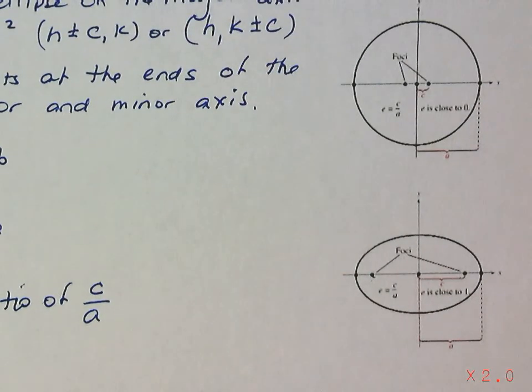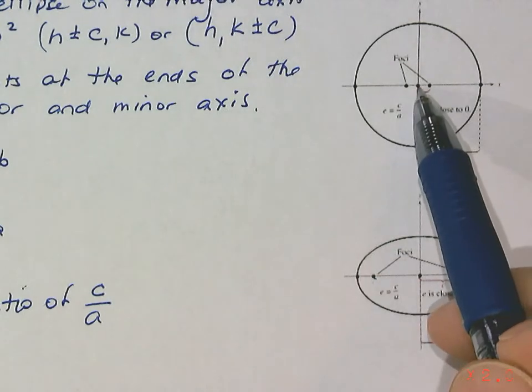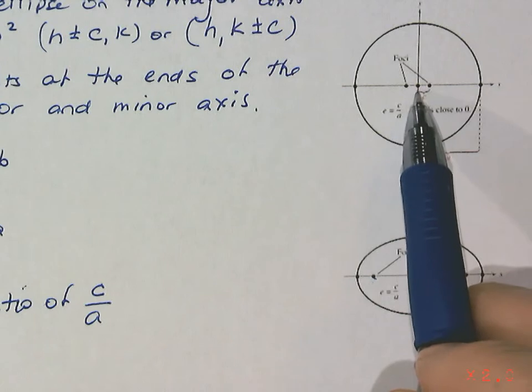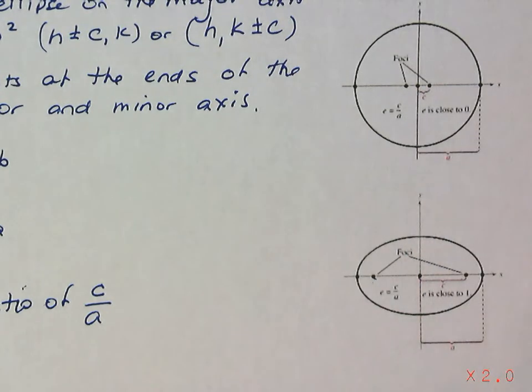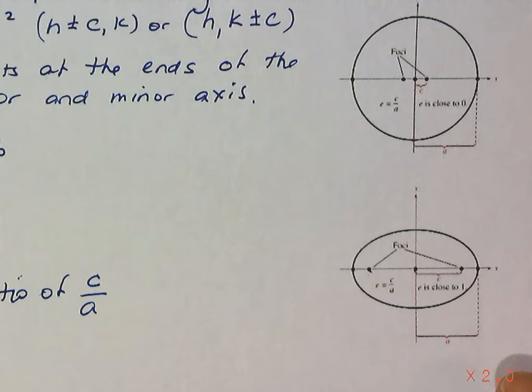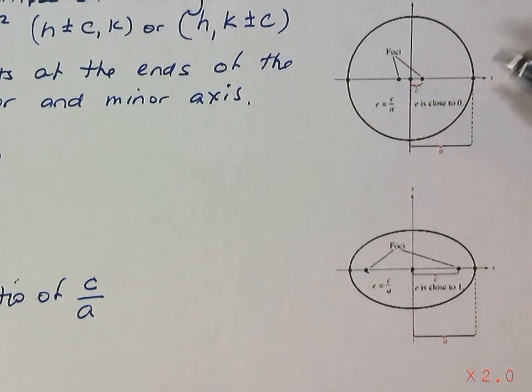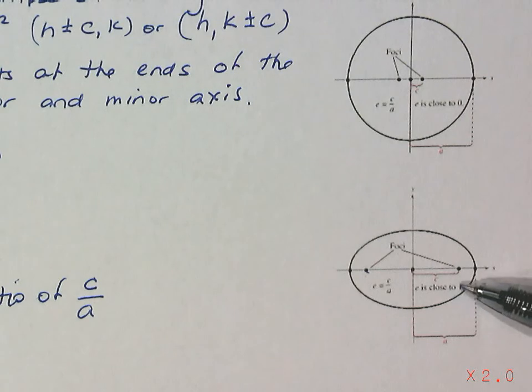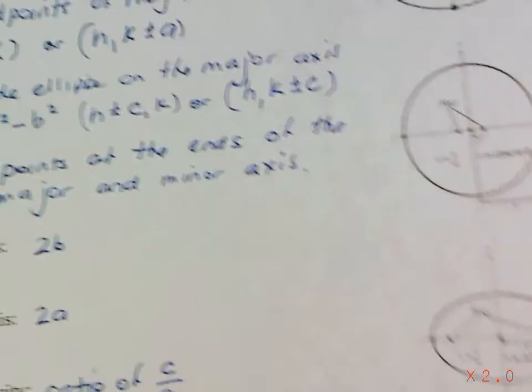If c is a lot closer to the origin, so it's very small compared to a, you're going to have a value closer to 0. So if the eccentricity, the ratio of c over a, is closer to 0, the closer the ellipse looks to be a circle. The closer the value is to 1, the more elongated the ellipse is. So let me go through a couple examples.